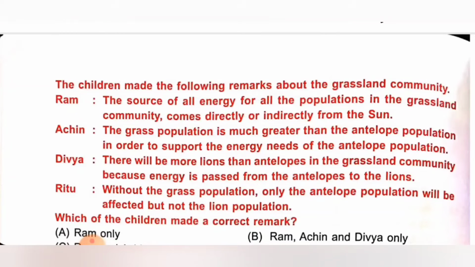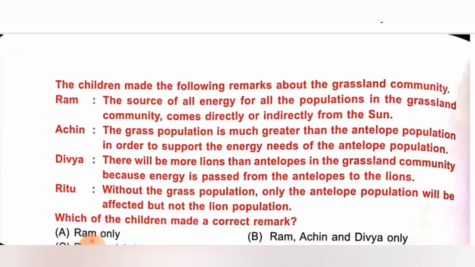Ritu: without the grass population, only the antelope population will be affected, but not the lion population. No, Ritu also made a wrong statement because without the grass population, both the antelope population and lion population will be directly or indirectly affected, because lion feeds on antelope and antelope feeds on grass.